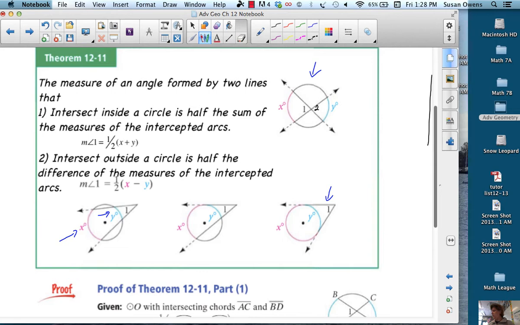So remember that all the way around the circle is 360, so you could actually write this last example, since x and y cover the whole circle, you could also write that the measure of angle 1 equals x minus (360 minus x), because that's what y equals anyways.